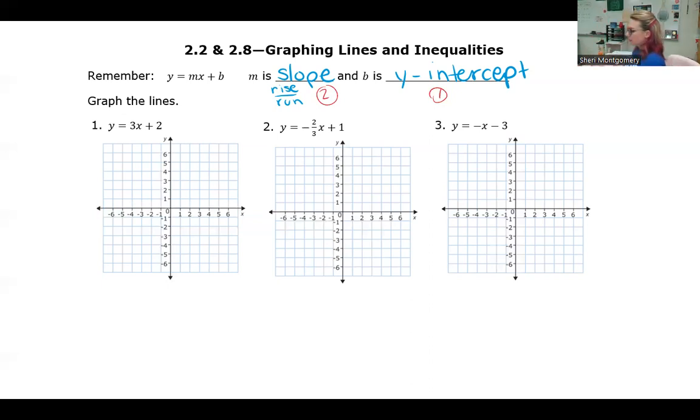Also, lines are symmetrical. So when we go to graph, we're going to be graphing from the y-intercept. I put my point at the y-intercept, and then I apply the slope, and I will always get this half of my graph, whether it's up or down. We're going to use symmetry to go the other direction. So they'll always be symmetrical. If I have to go up 3 and over 2 to get this half, I go down 3 and over 2 to get this half. So we'll use symmetry to help us get some points.